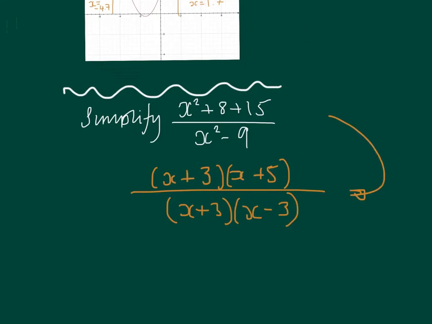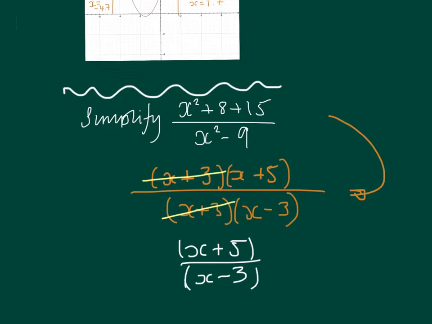Now when I look at that, I've got a repeated factor. That one there is the same as that one there, so I can just cancel those out. That one can cross out with that one, and I'll be left with x plus 5 divided by x minus 3. Okay, that's simplified now. Doesn't matter if you leave those brackets in, that's absolutely fine. There you go, simplified version.